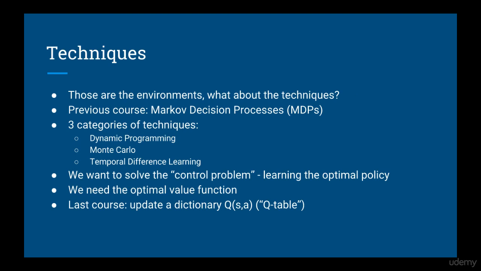We learned that what we want to do eventually is solve what's called the control problem. That means learning the optimal policy so that whenever we're in a state, we take the best action based on that state. We learned that in order to find the optimal policy, one of the main ingredients is the optimal value function. We saw that by keeping a dictionary that maps states and actions to values, called a Q-table, we can eventually find the optimal policy by iteratively updating it based on experience.